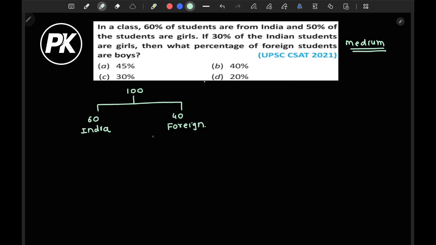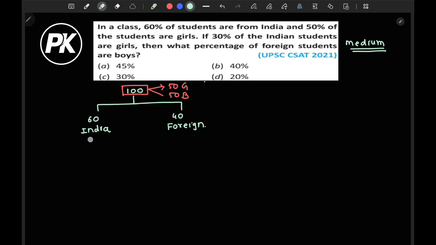Now the next statement is that 50 percent of the students are girls. Out of this 100, they are saying 50 percent of students are girls. That means 50 are girls and 50 are boys, right? Then, 30 percent of the Indian students are girls. Here we have 60 total Indian students, and out of that, 30 percent are girls.